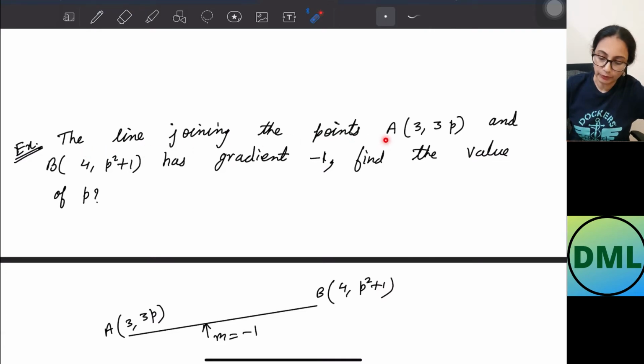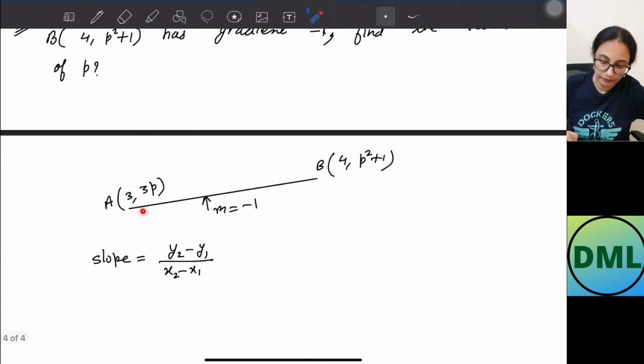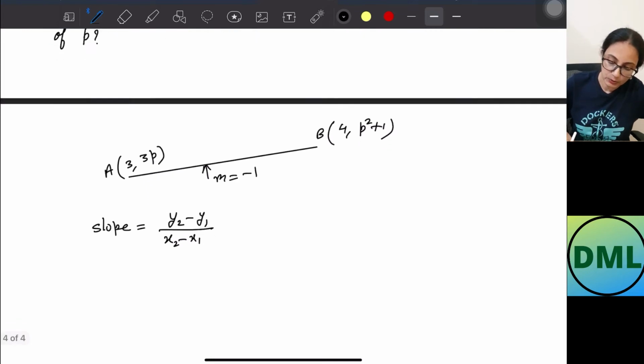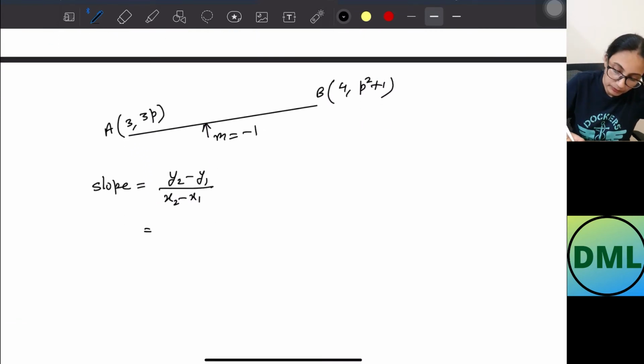The line joining the points A (3, 3p) and B (4, p squared plus 1) has gradient minus 1. Find the value of p. As you can see, I have plotted the line for you. A (3, 3p), B (4, p squared plus 1). The slope of this line is given as minus 1. Let's apply the slope formula, y2 minus y1 over x2 minus x1. So that will be p squared plus 1 minus 3p over 4 minus 3.